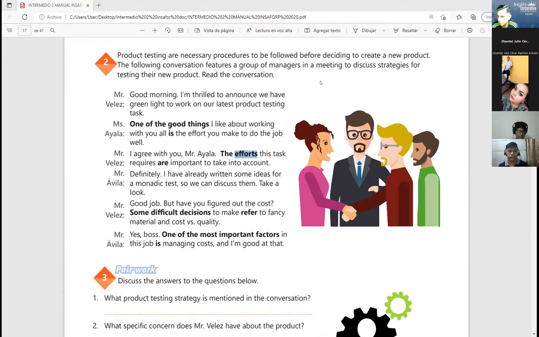Good job, but how do you figure out the cost? Some difficult decisions to make refer to funding, material, and cost versus quality. Yes, boss. One of the most important factors in this job is managing costs, and I'm good at that.